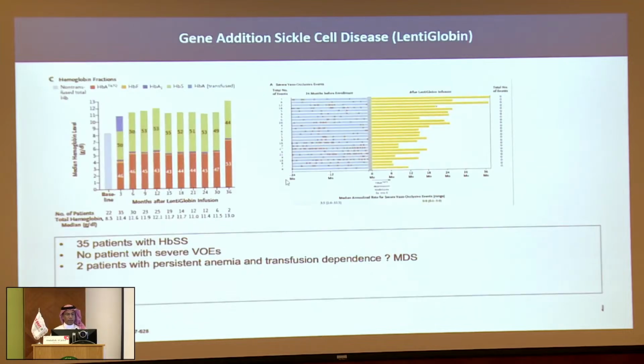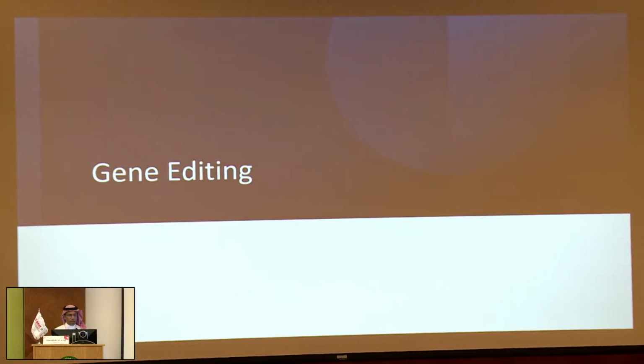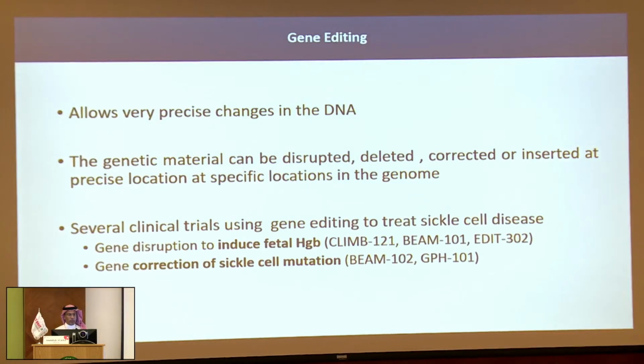In sickle cell, similarly, you can see that in the last 2 years they had multiple vaso-occlusive crises before the infusion of the drug product. None of them developed vaso-occlusive crisis on follow-up. The contribution of this gene is around 45% in all the group, and again, this happened to be protective to these patients. Now we come to gene editing.